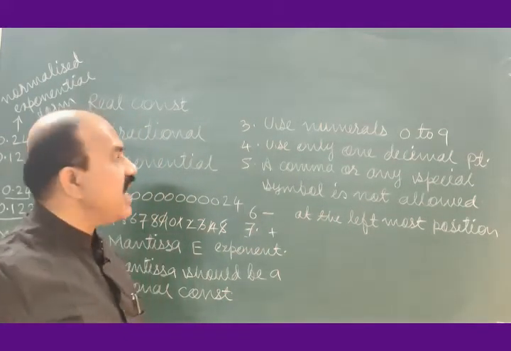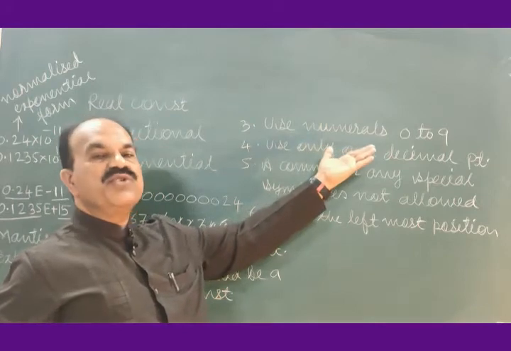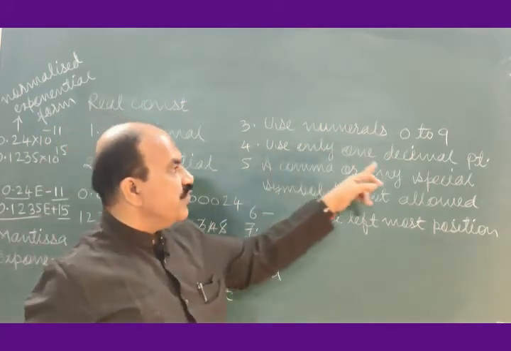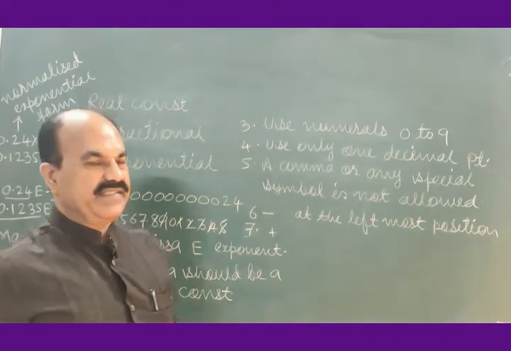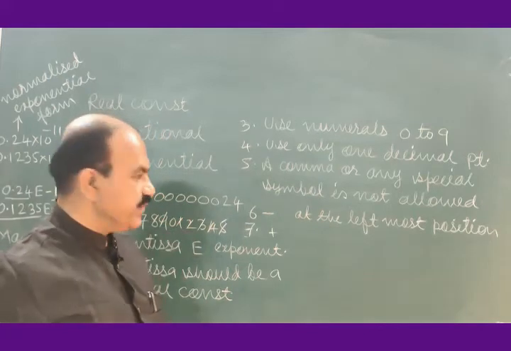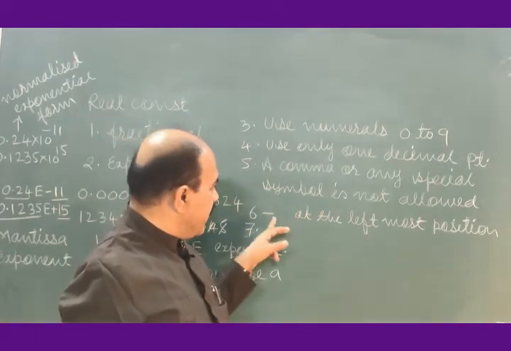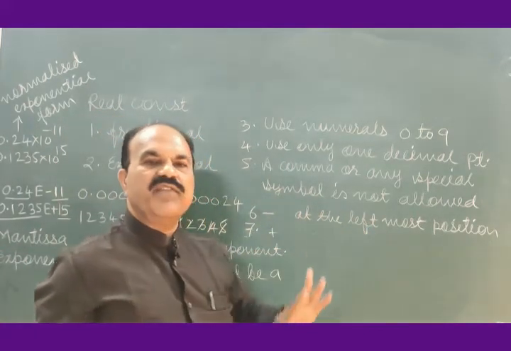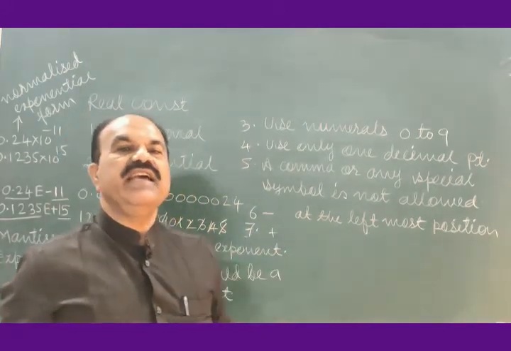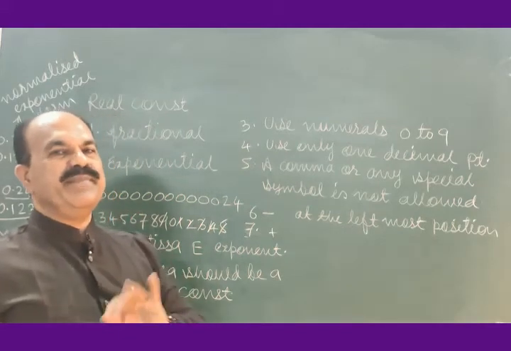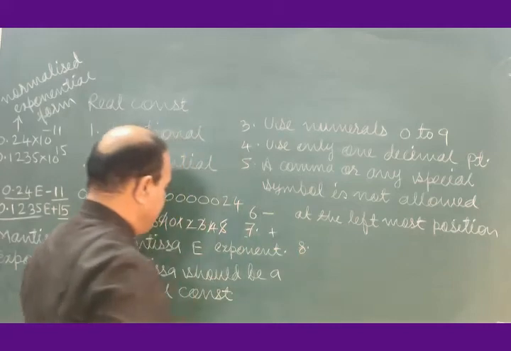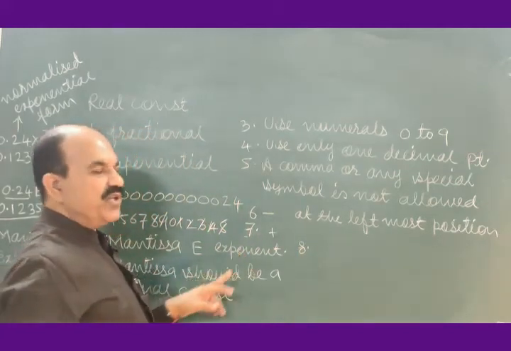And what these rules are? Numerals to be used 0 to 9 for fractional part. Use only one decimal point. A comma or any special symbol is not allowed. Minus sign can be used at the leftmost position of the mantissa. Plus sign can be used at the leftmost position of the mantissa. What is the next rule? Rule number 8 is for exponent.